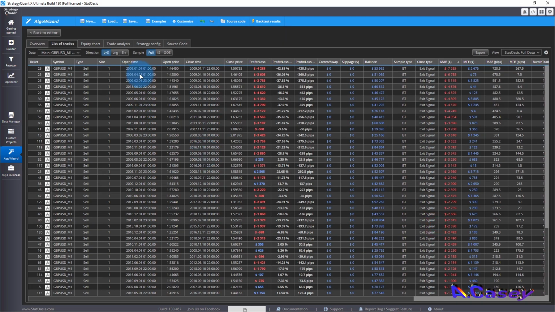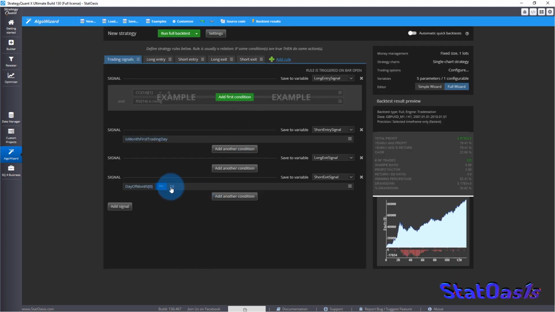And now if we click on the time, we can see that we are entering actually on the first hour of the first day of the month, and we are exiting on the last hour of the 10th. Now, this one is on the 11th because the 10th happens to be on a weekend. But most of the time we're exiting on the 10th, first hour. So if I want to include the 10th day, then I should change the code to 11.